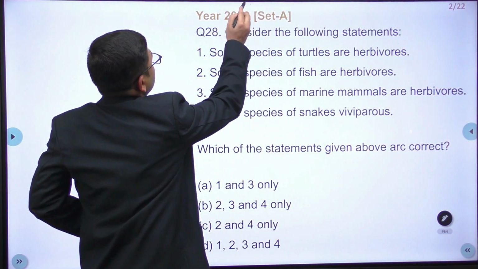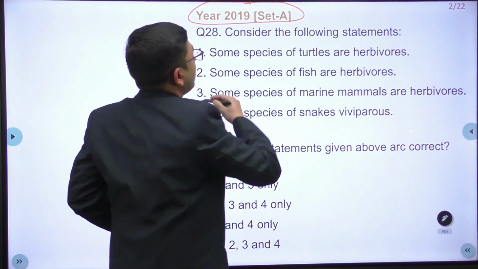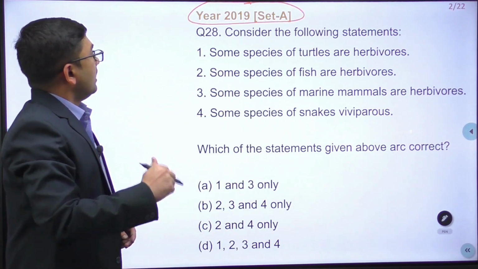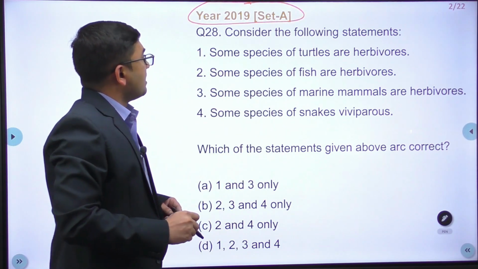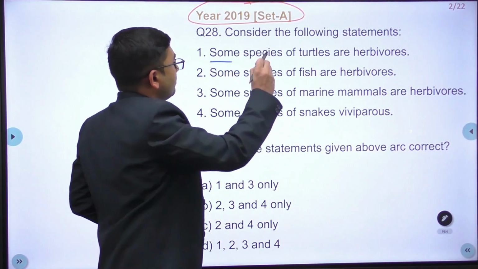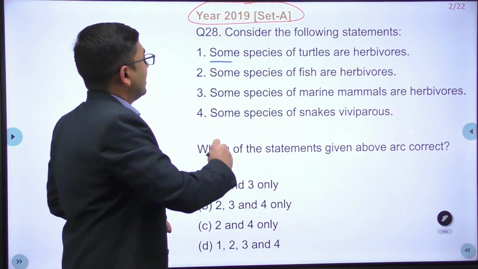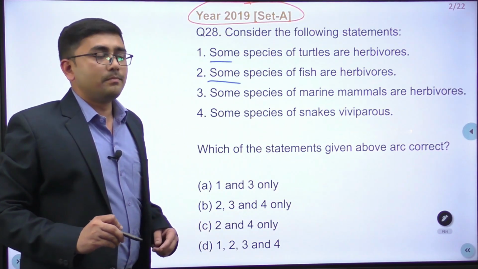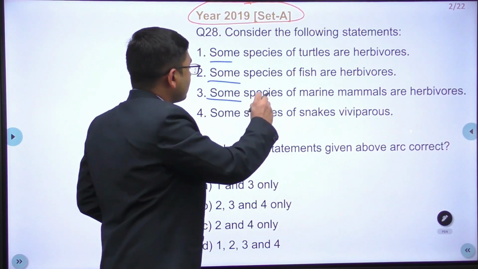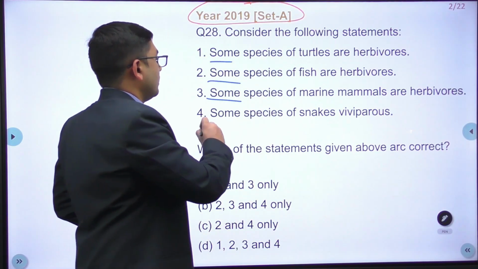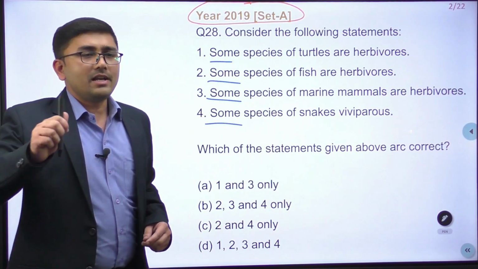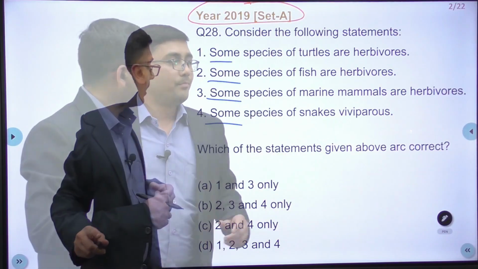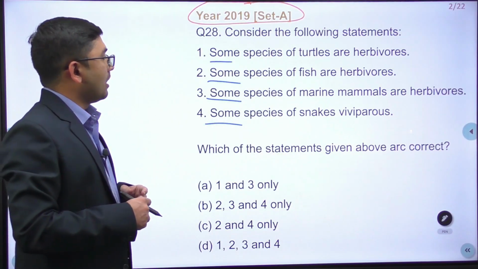This is question number 28 in the year 2019, set A. It says: consider the following statements: some species of turtle are herbivorous, some species of fish are herbivorous, some species of marine mammals are herbivorous, some species of snakes are herbivorous. So guys, here is the word some. Which of the statements given above are correct?